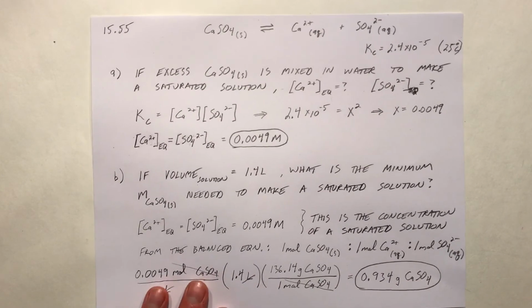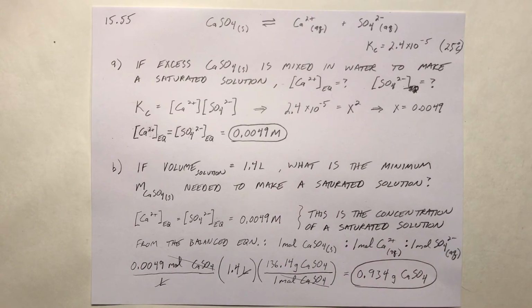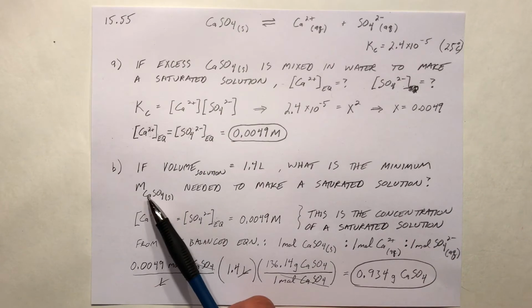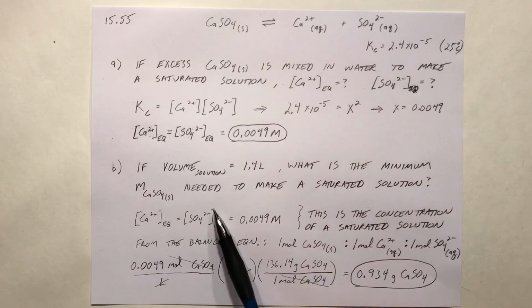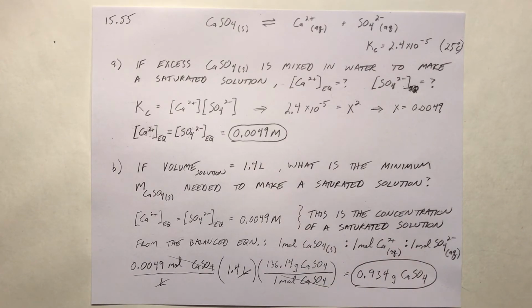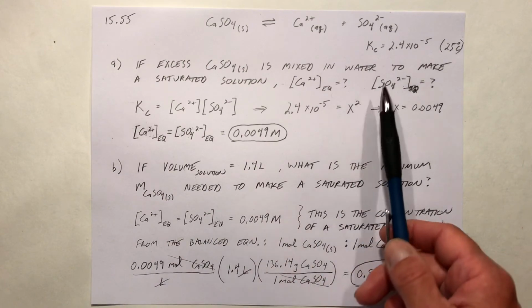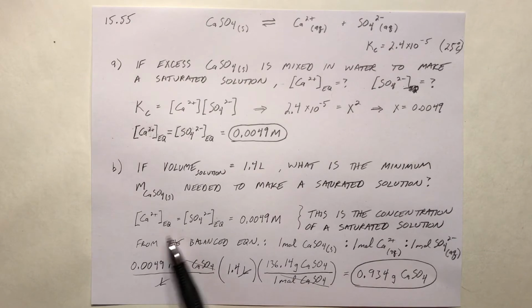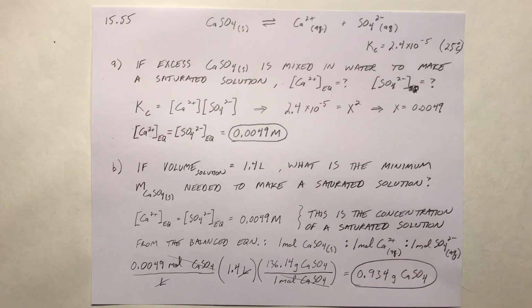Now, if we know the volume in this reaction is 1.41 liters, what is the minimum mass of calcium sulfate solid, the minimum mass of this, that we need to add to water to make it a saturated solution with a total volume of solution of 1.4 liters? Well, we know from this previous calculation that at equilibrium in a saturated solution, we have Ca2+ equal to SO4 2- equal to 0.0049 molarity. We just solved for that. That's the concentration of the saturated solution.